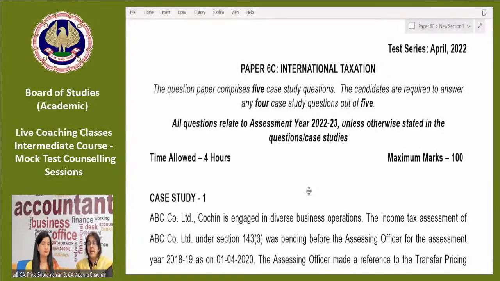It might be at the far end, like the TTBR rates also might be at the end. Sometimes extracts of the DTA may be given towards the end. So you have to look for the relevant information. That's why time management becomes very important.